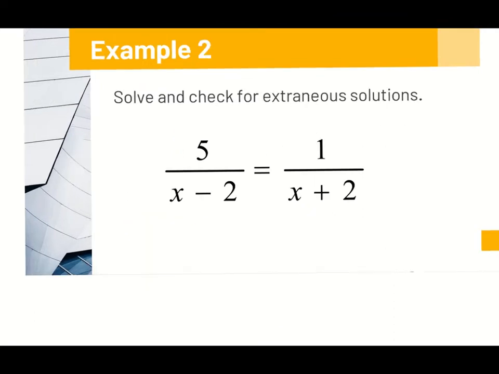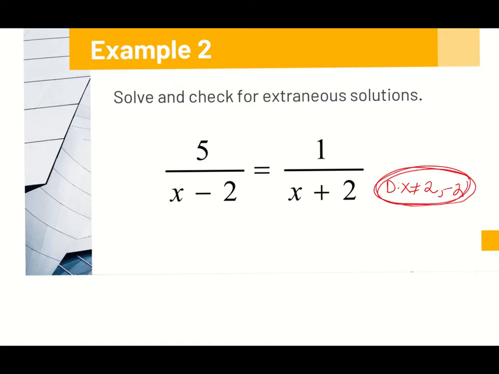So example number 2, we want to solve and check for extraneous solutions. The first thing that we can do here is see what our domain restriction is. What can x not be? And then we know what we have for possible extraneous solutions. So here we know that our domain is x cannot be 2, because 2 minus 2 is 0, and x cannot be negative 2, because negative 2 plus 2 is 0. So this is our domain restriction.